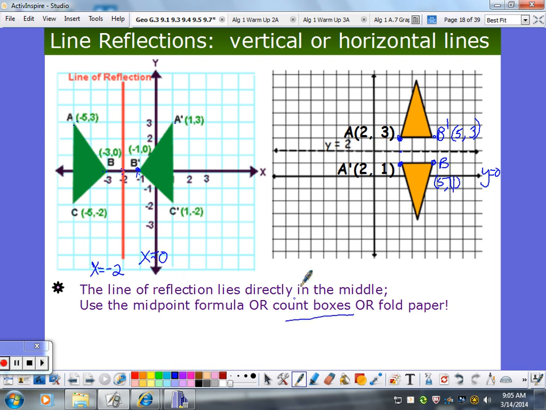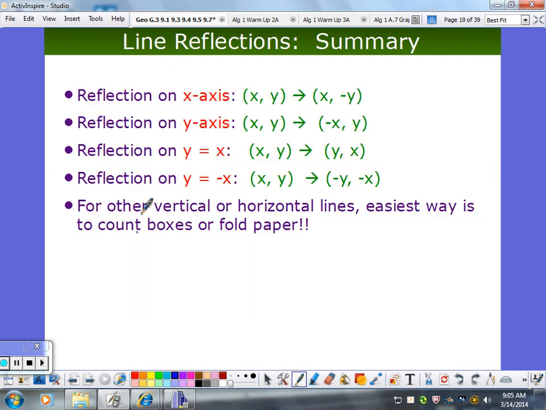I do this one. Some people like to actually fold the paper and look, and then they kind of put the points on it. That's a strategy as well. You can do that. Fold the paper on your line of reflection.